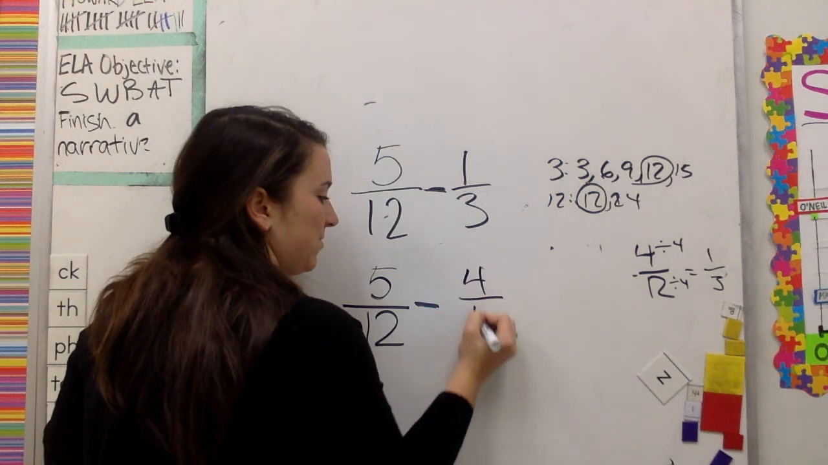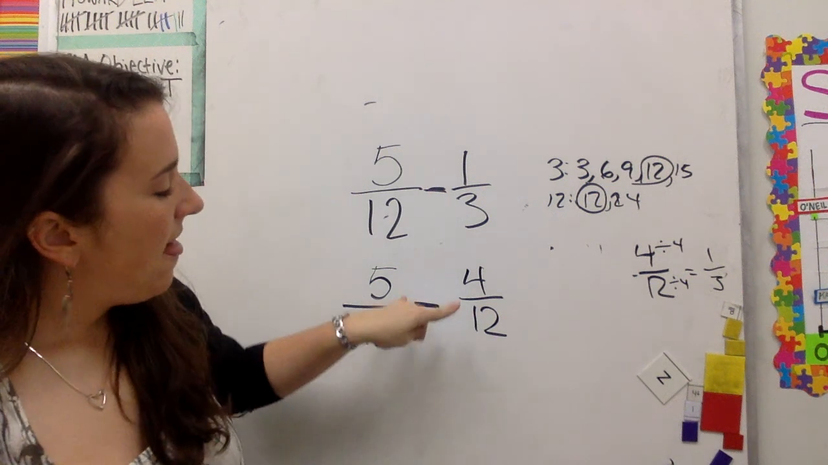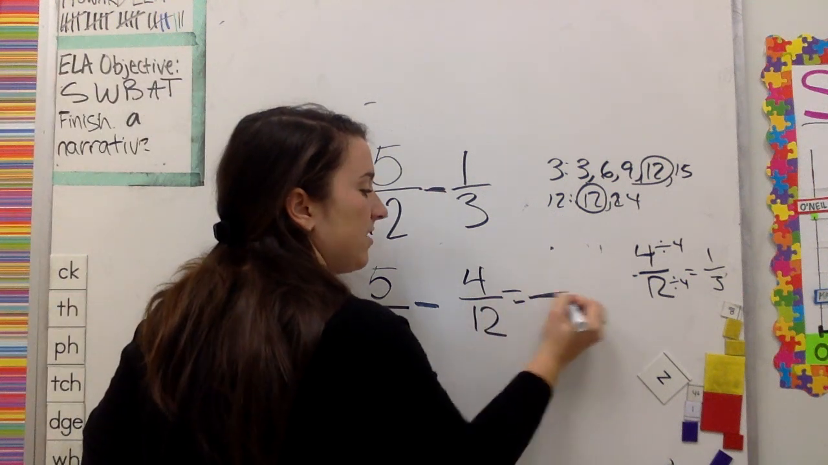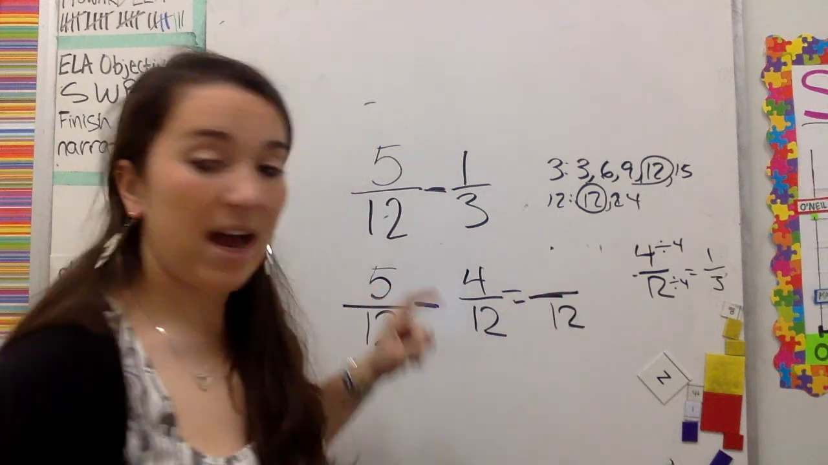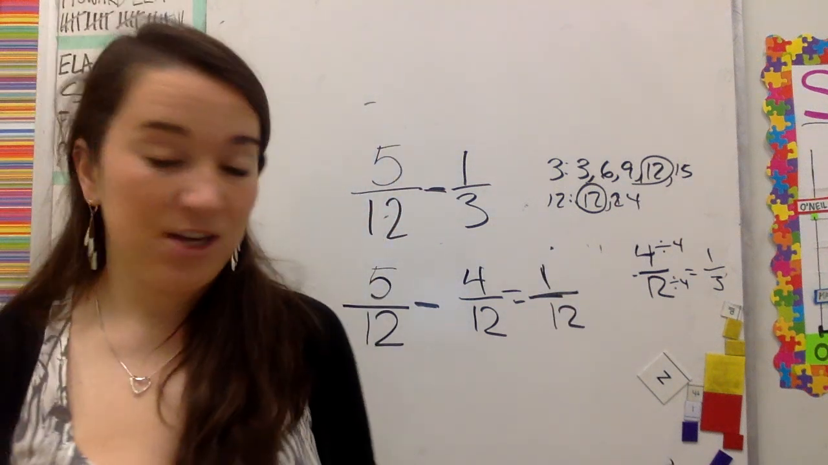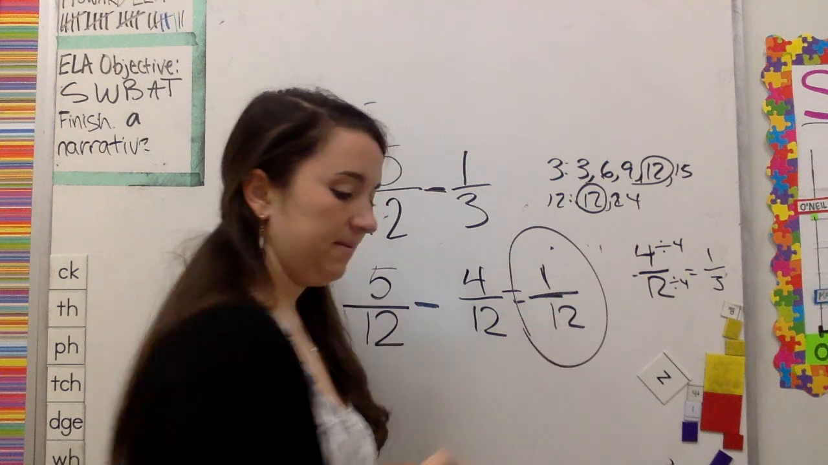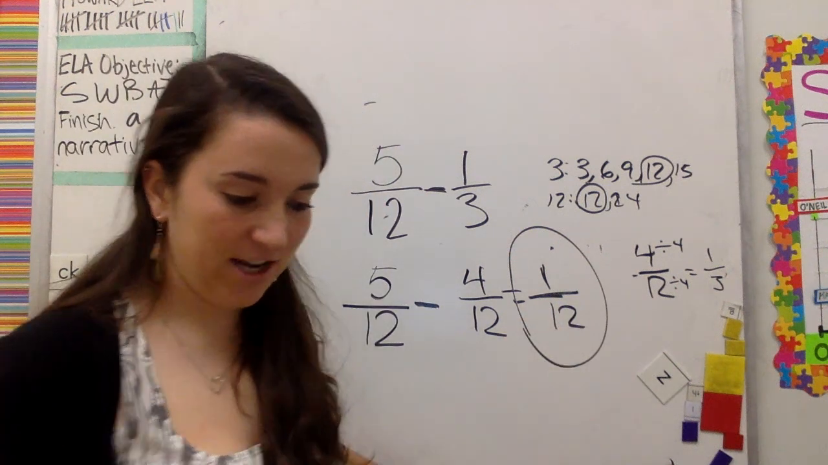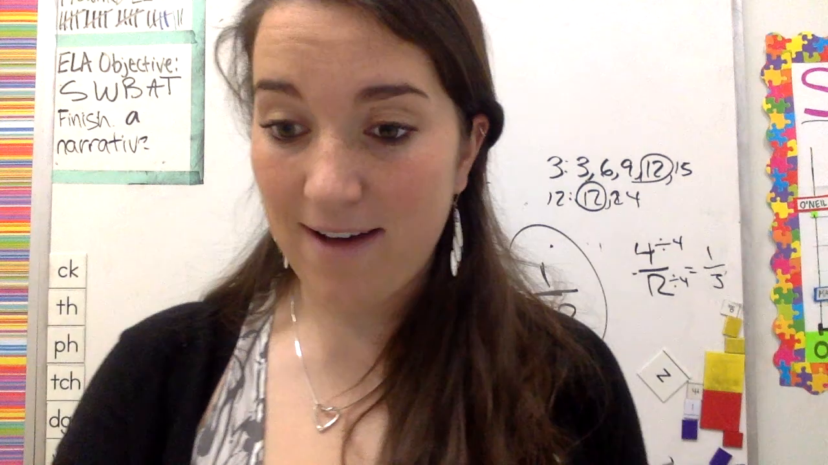So I'm going to change 1/3 to 4 over 12. Then I'm going to keep my denominator the same when I subtract. Subtract my numerators, and I'll get 1. So my answer is 1/12. All right, go ahead and try the rest on your own. Good luck, and let me know if you have any questions.